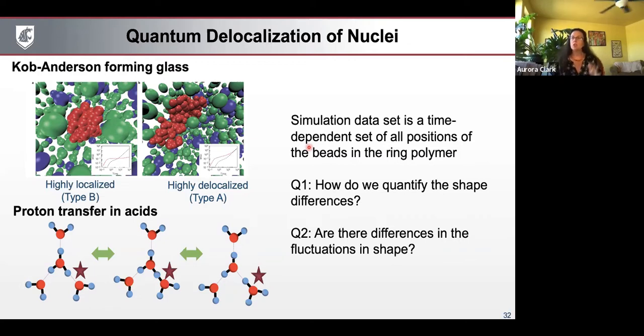And so, you know, we saw with the Pagerank example how the Fourier transform of the topological descriptor gave us this dynamical information, right? And we're going to take a similar approach here, where we're going to see if we can take the Fourier transform of some metric of shape to be able to understand the characteristic fluctuations of this ring polymer representation of a nucleus.